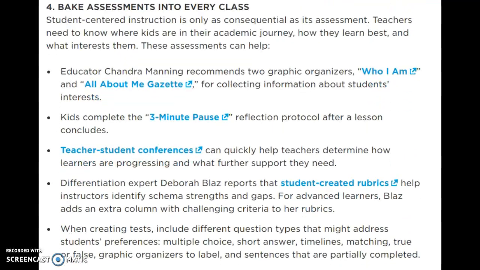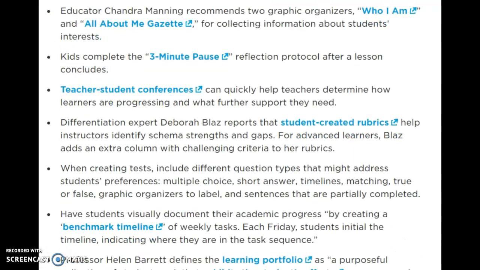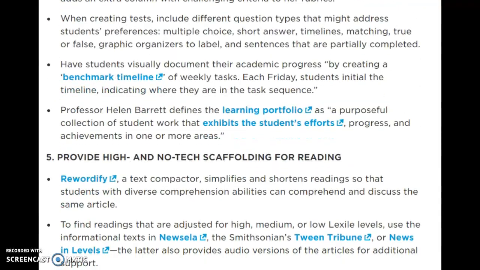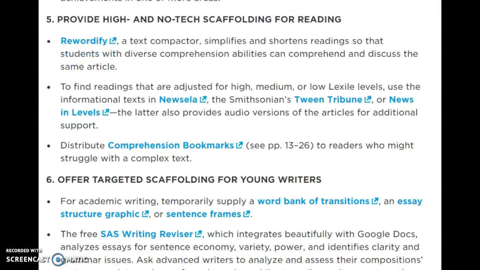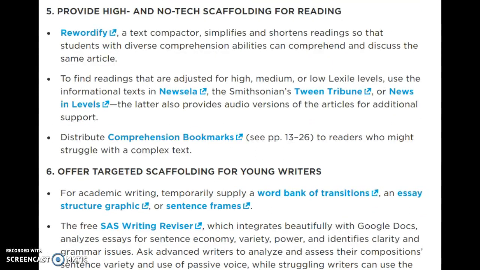Putting assessments into every class. So assessing through things like graphic organizers, giving students time to reflect, having short conferences with students, rubrics that students design. These are all ways to help assess throughout the course, and that gives you an idea of where the students are, what you need to target in terms of helping them to meet their goals.